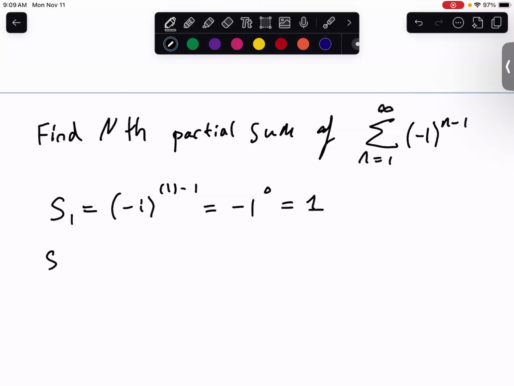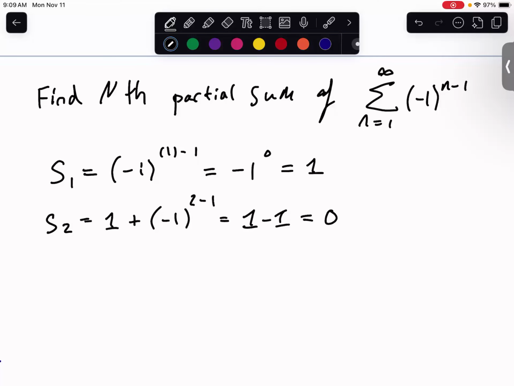And then S2 is just going to be what you get when you plug in S1, which is 1, plus what you get when you plug in the term after n equals 1. So what you get when you plug in n equals 2. So the next term is going to be -1 to the second power minus 1. This is equal to 1 minus 1, which is going to be equal to 0.